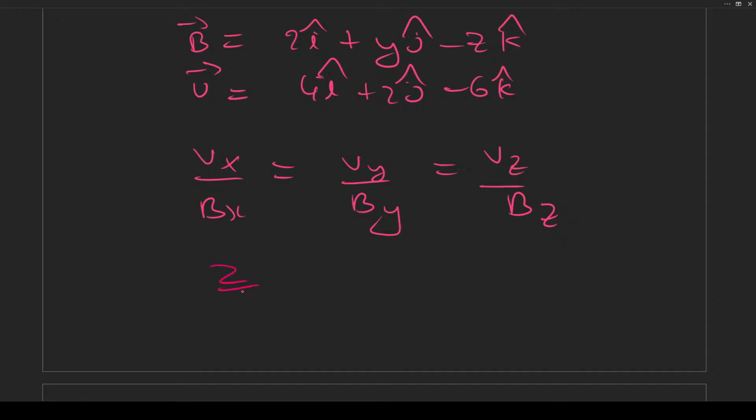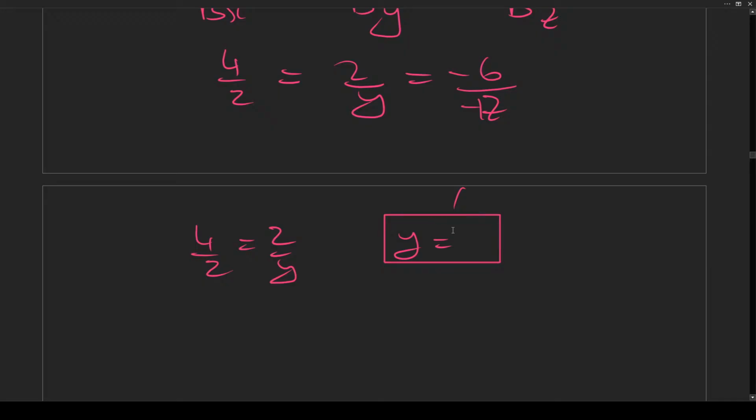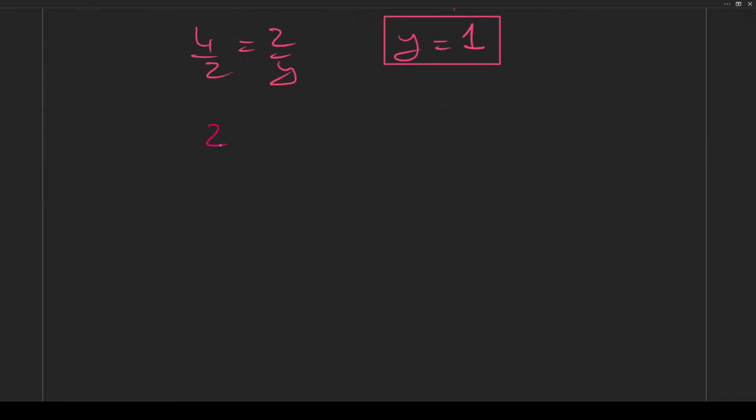That is why we can write this. So it is 2 by 4, which is equal to y by 2, which is equal to minus z by minus 6. From the first two, the value of y is 1, and then 2 by 4 equals minus z by minus 6, so z is equal to 3.